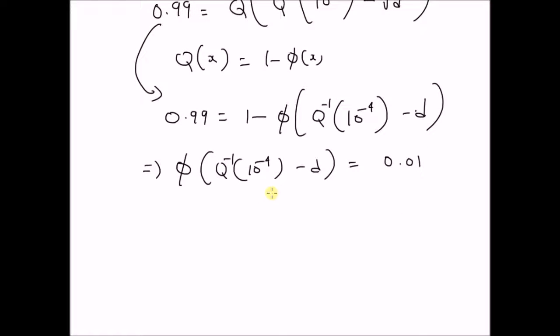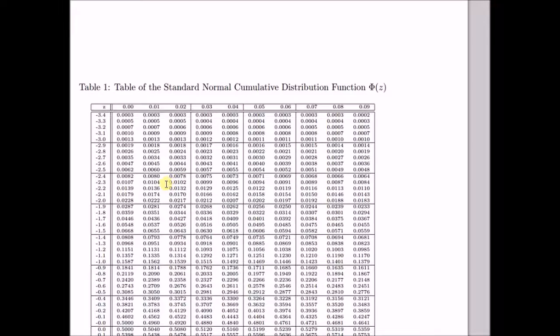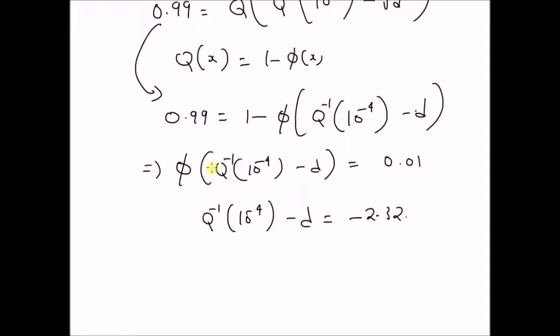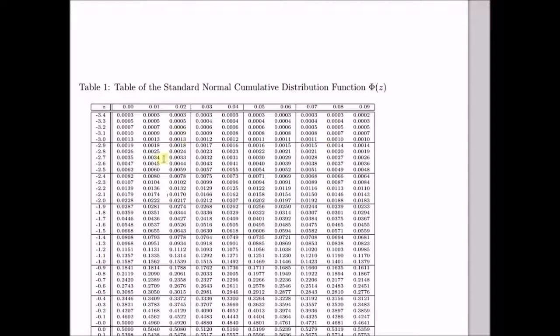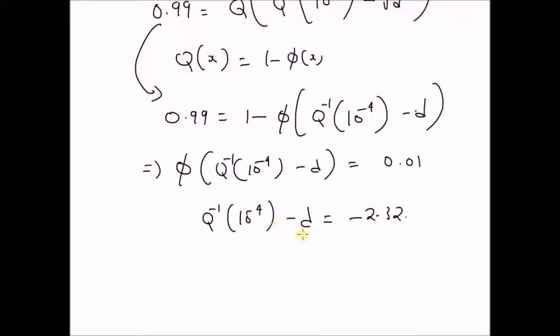Now by looking up the normal CDF tables, we can locate the value of Q inverse 10 power minus 4 minus d as minus 2.32. The value of the argument inside the phi function can be located on the table as 2.32, that is this value. The probability is given by 0.01. So the argument is minus 2.32. Therefore, Q inverse 10 power minus 4 minus d is equal to minus 2.32.